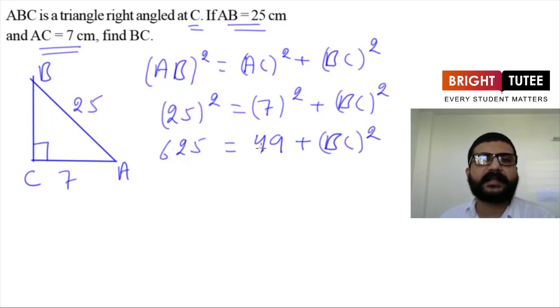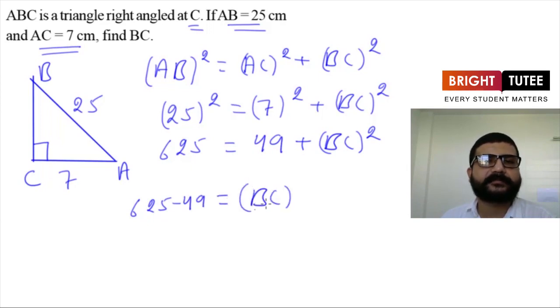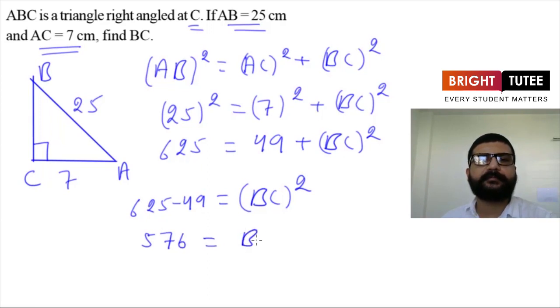Now from here we can transpose this 49 on the left side of the equation. So we will get 625 minus 49 is equal to BC square. Now what will be this? 625 minus 49. Let's calculate it. We will get 576 is equal to BC square.